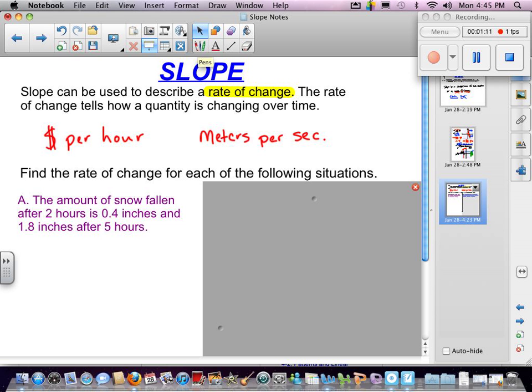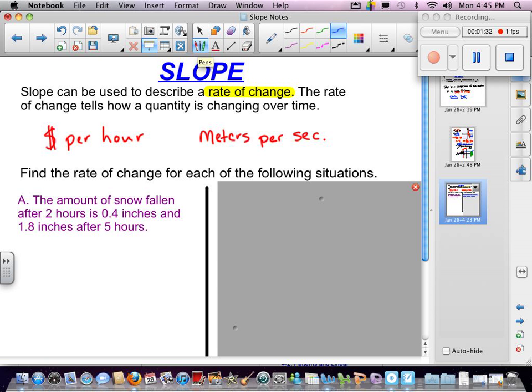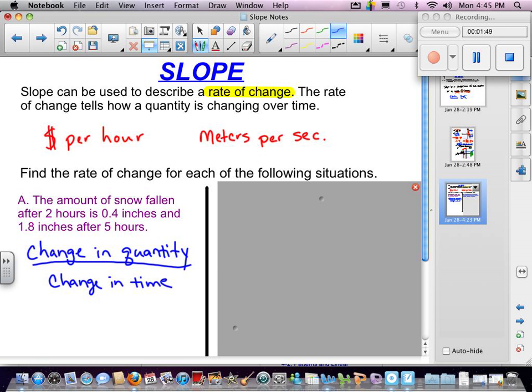All right, so what we're going to do is find the rate of change for each of the following situations. In this first situation, we're given the amount of snow fallen after 2 hours is 0.4 inches and 1.8 inches after 5 hours. So when we look at this, we're going to look at it in terms of the change in quantity over the change in time.